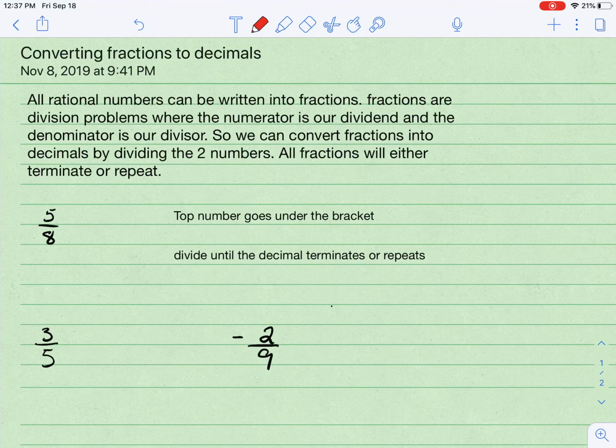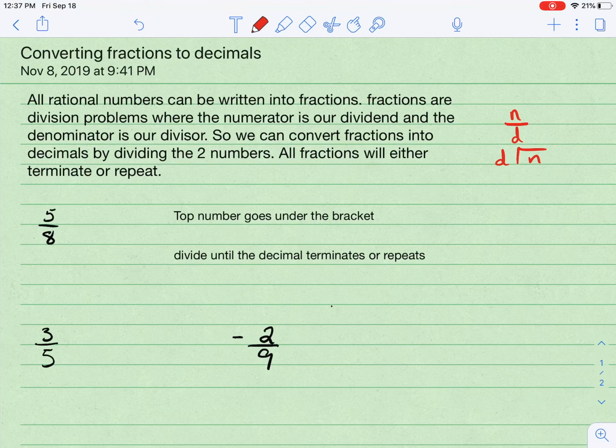So all fractions, so numerator's on top, denominator's on bottom. So to find out what this would be as a decimal, you just take the dividend out front and the numerator under the bracket. And you go through those steps to solve. You can also put this in a calculator, just the top number divided by the bottom number.